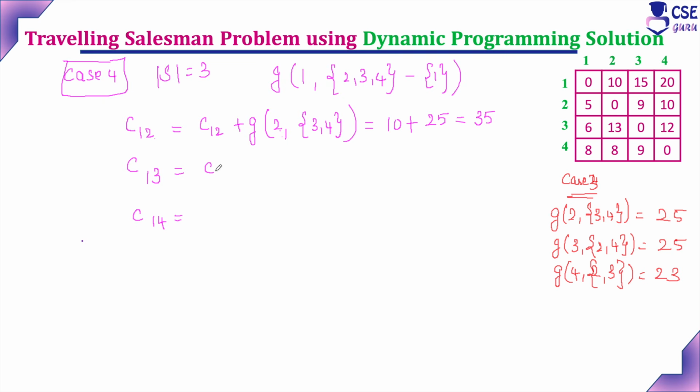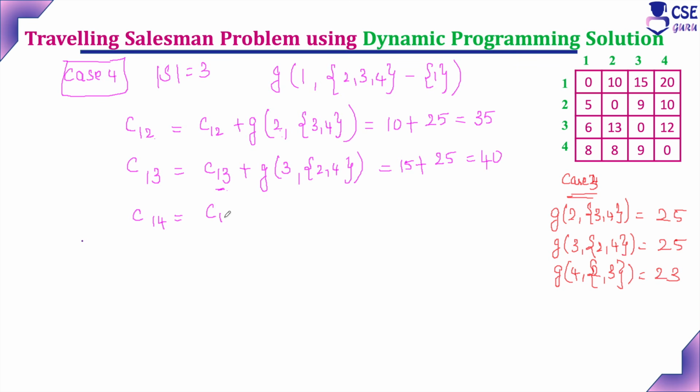Similarly, C13, if you are considering C13 plus G of 3, the next city you have to visit is 3. And after that you have to complete 2 and 4. That is the meaning. Okay. And come back to the starting city. So C13, if you are considering, cost is 15 plus G of 3, set 2, 4. Cost is 25. So here we will get 40.